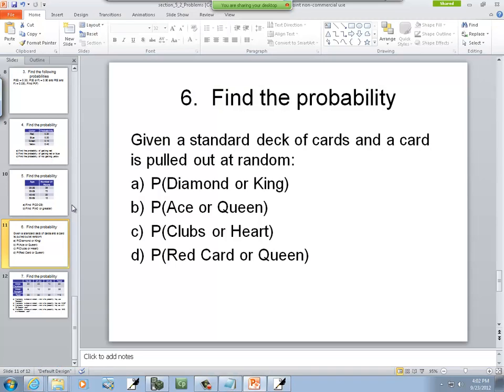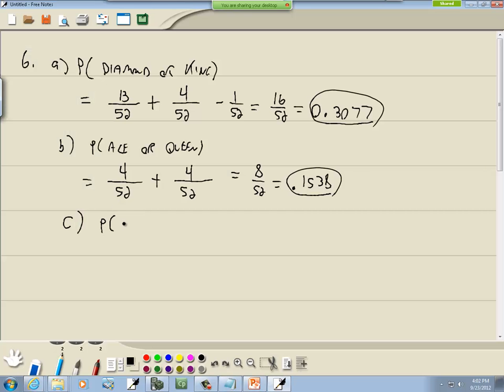Now C says probability of clubs or hearts. Again, the or is plus. There's no way for a card to be a club and a heart at the same time, so we don't need to worry about subtracting anything. There are 52 cards, 13 of them are clubs, and 13 of them are hearts. That's 26 over 52, which gives us 0.5.